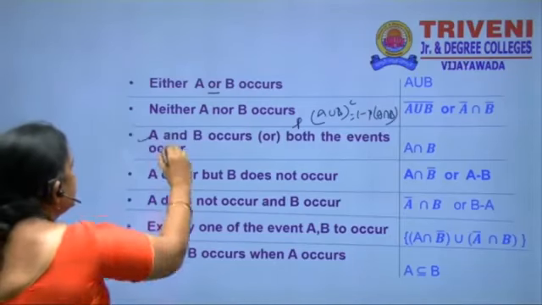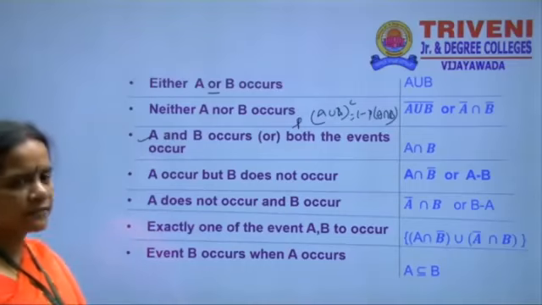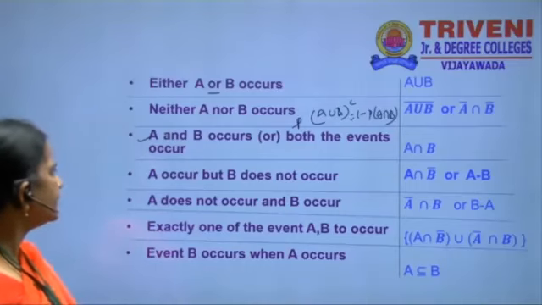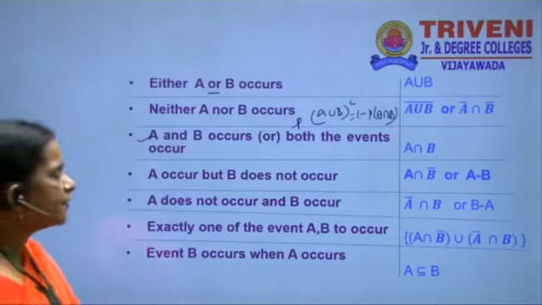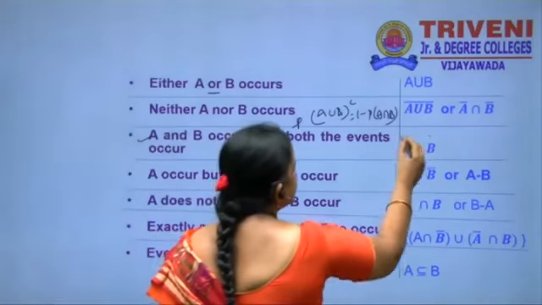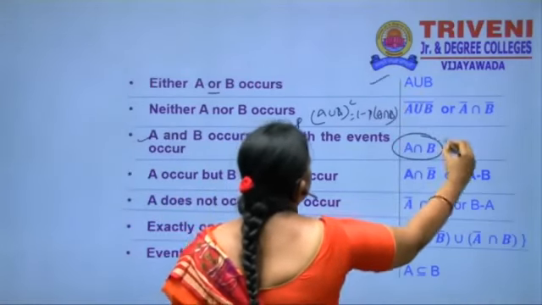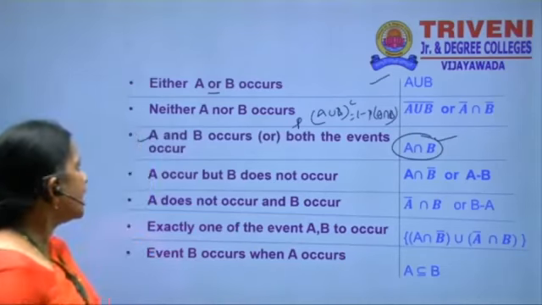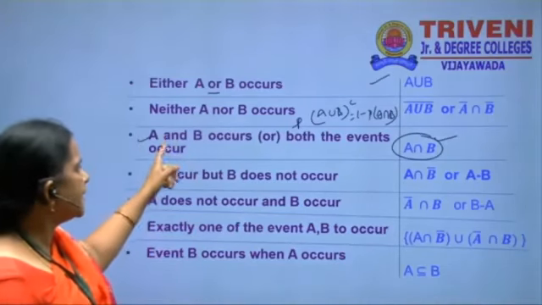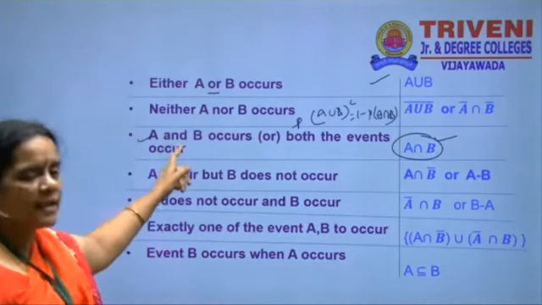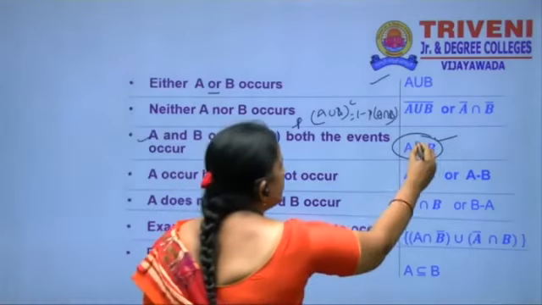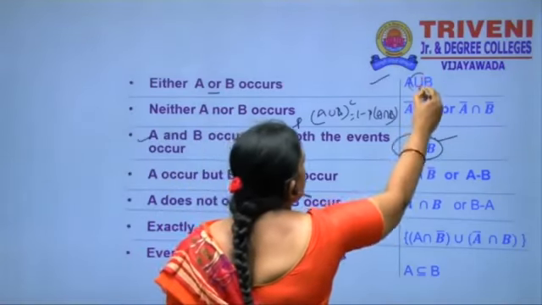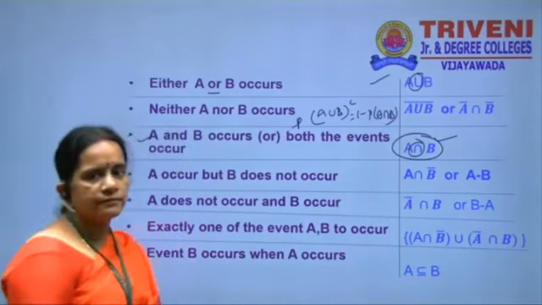Next, the third one is A and B occur, or both the events occur. Two events occur, we have to take it as A intersection B. The difference of these two: here A or B, and here A and B. For A and B you have to take intersection, and for or you have to take union.